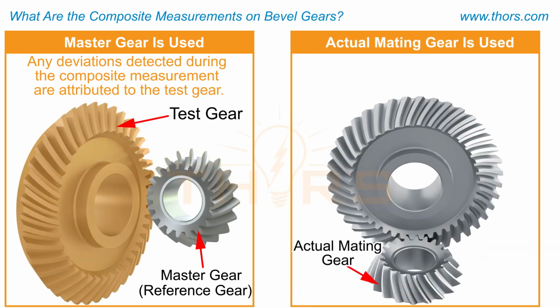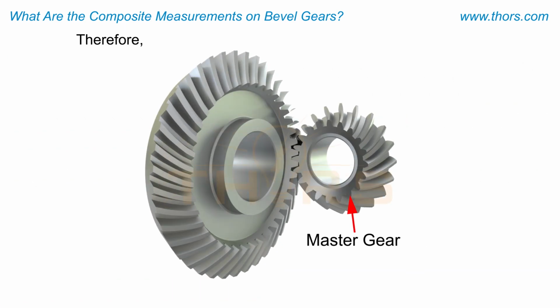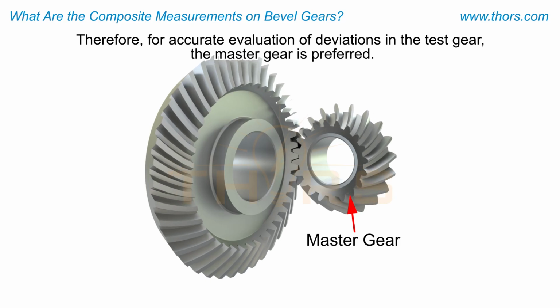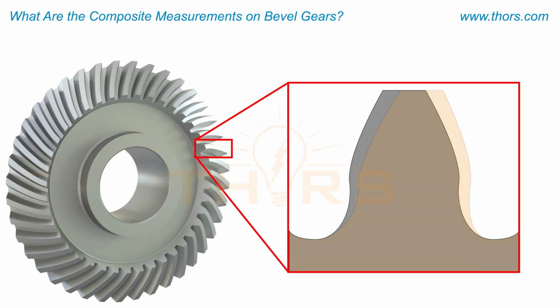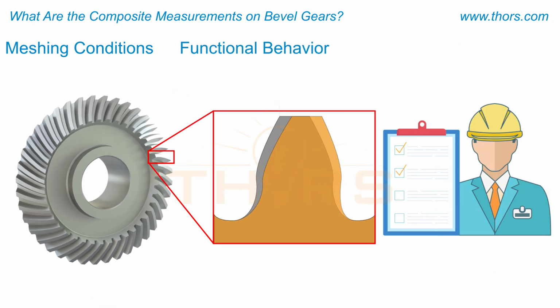When the actual mating gear is used, the composite measurement reflects the combined deviations of the test gear and the mating gear, which makes it difficult to isolate the deviations of the test gear. Therefore, for accurate evaluation of deviations in the test gear, the master gear is preferred. Because bevel gears can deflect under operating conditions, composite measurements evaluate them in meshing conditions, allowing engineers to observe their functional behavior and detect transmission errors that elemental measurements cannot reveal.